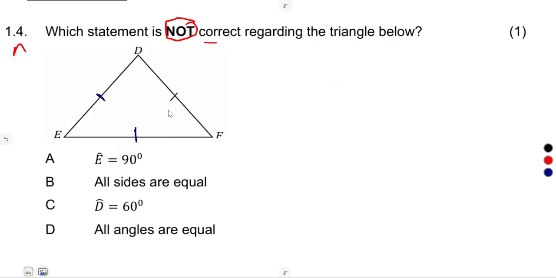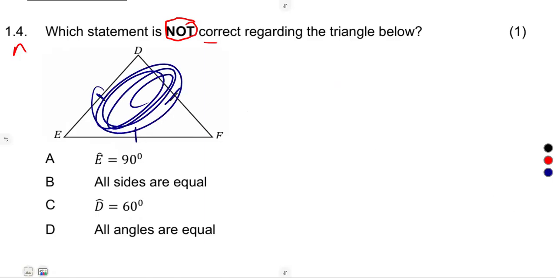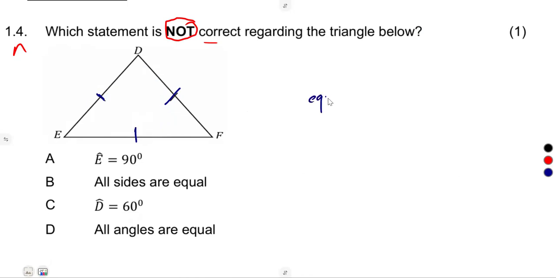This side is equal to this one. It is equal to this one. Meaning to say, definitely we are referring to an equilateral triangle. What are the other properties that we do understand? Each and every angle must be 60 degrees for an equilateral triangle. All right? All of the angles will be equal.